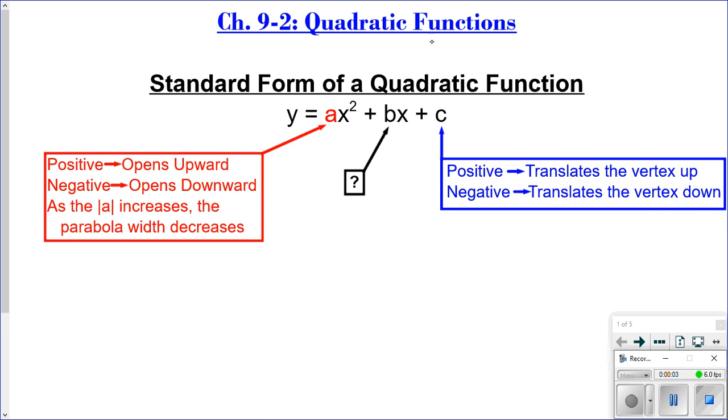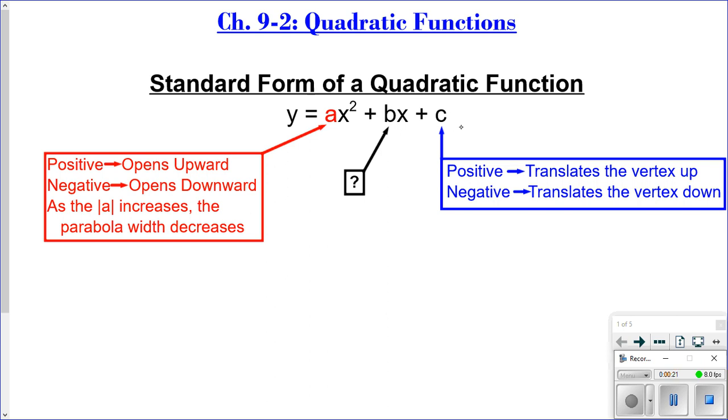For my students, this lesson comes from chapter 9, section 2 in our textbook, and it's titled Quadratic Functions. So let's first start off by reviewing what the standard form of a quadratic function looks like. And here it is, y equals ax squared plus bx plus c.